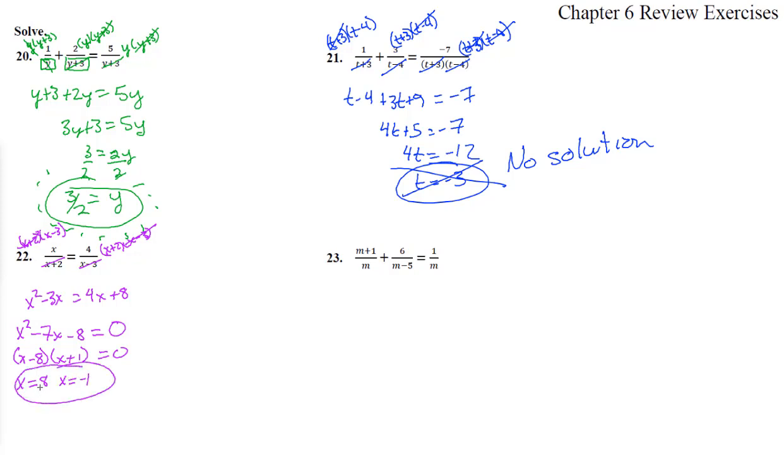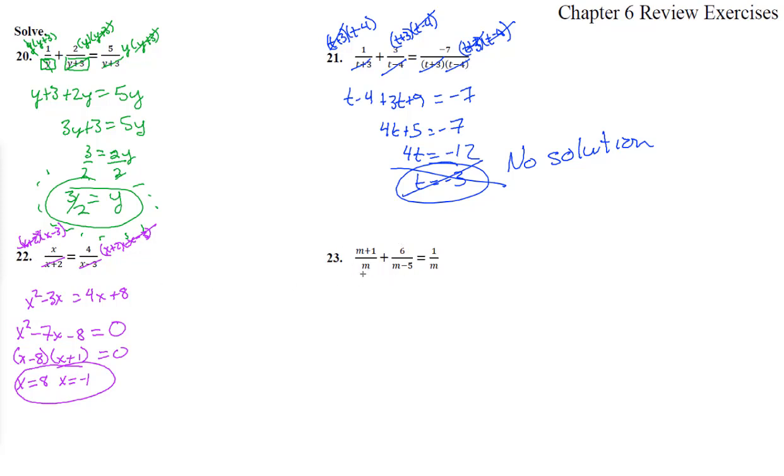Excellent. Now we just need to double check that these are not the bad numbers. Yeah, negative 2 would put this guy equal to 0, and 3 would put this guy equal to 0. So as long as we're not negative 2 and 3, those are safe answers to keep for the problem. Yes, indeed. And now number 23.